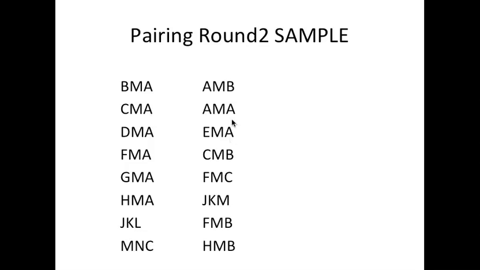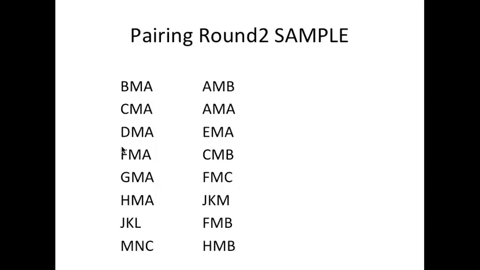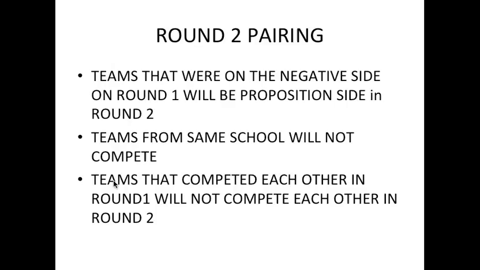So this is round 2 sample. If you go back to this slide and this slide, you will see BMA, CMA, DMA, FMA, all these were on the proposition side. Now you have to generate these in such a way that rule 3 applies. Teams that competed each other in round 1 will not compete each other in round 2. It's up to you how you do it, okay?